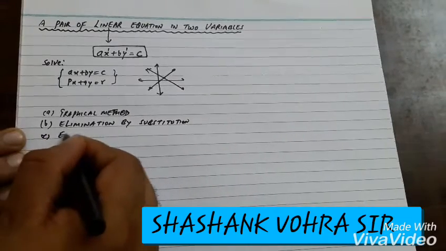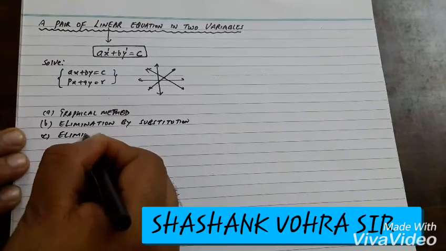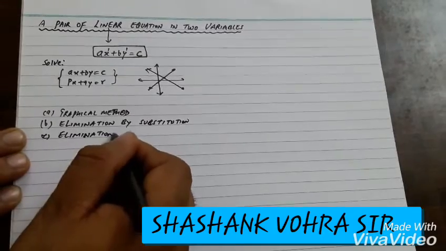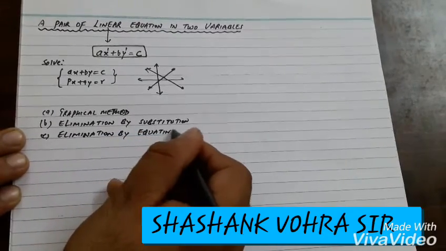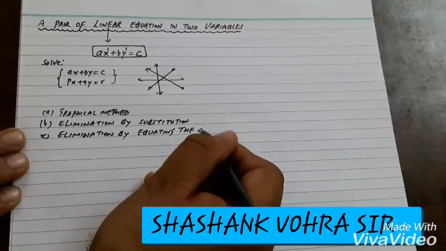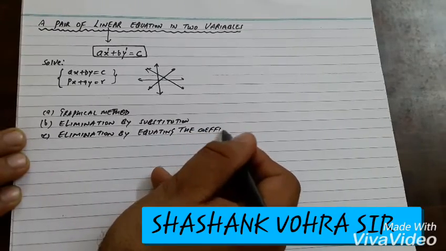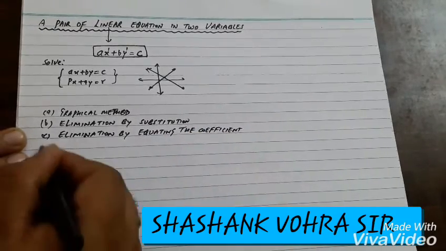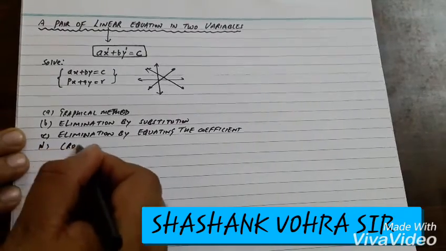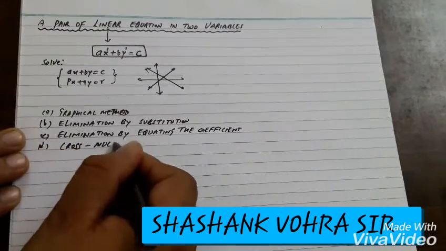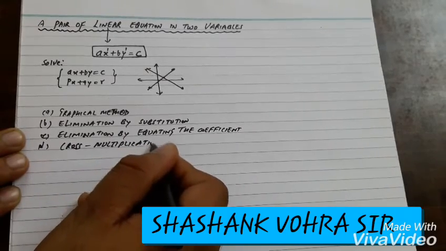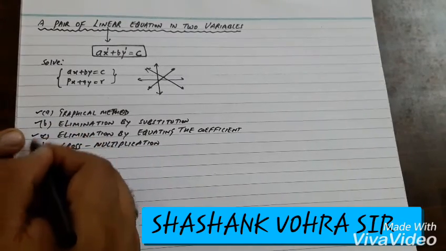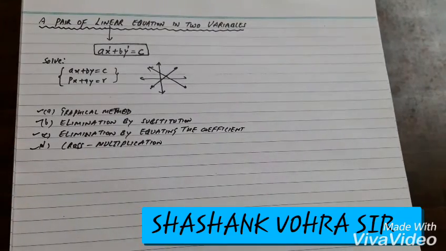Next is elimination by equating the coefficients. And the fourth is cross multiplication. So one by one we will take up these topics and explain them in detail.